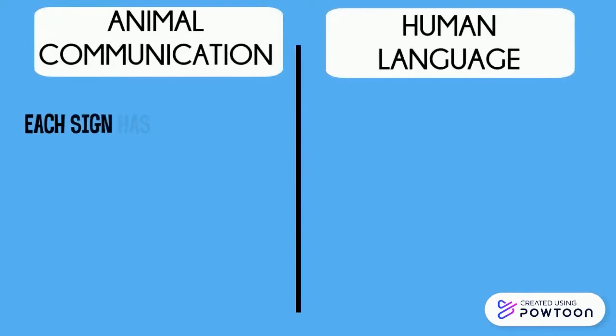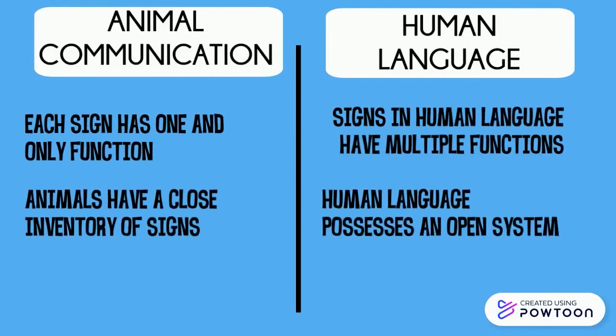Thirdly, in animal communication, each sign has one and only one function. In other words, each meaning can be expressed only in one way. However, signs in human language have multiple functions. One meaning can be expressed in many ways. Fourthly, animals have a closed inventory of signs. Only a few messages can be sent. Regarding human language, it possesses an open system, which allows an unlimited number of messages to be constructed.